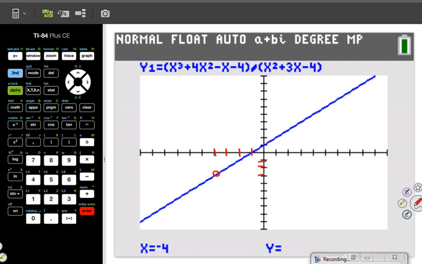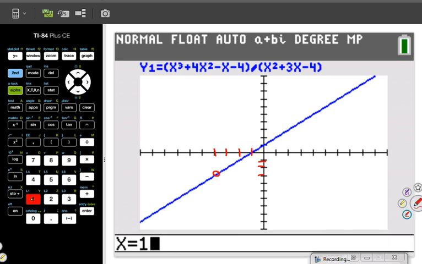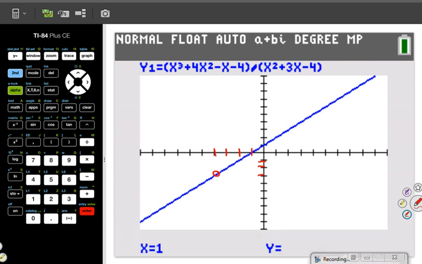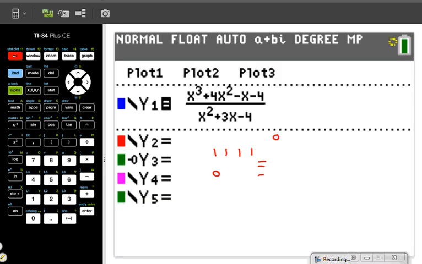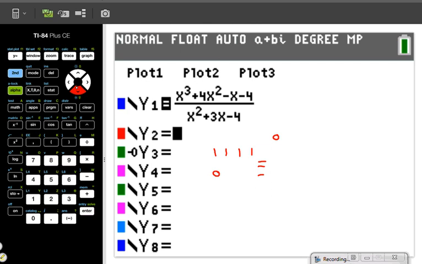What about when x is 1? Go ahead and hit trace, 1, enter. Oh, there's no y value again because 1 would make your denominator 0. But where do you think it is? Looks like 1 comma 2, right? What if we graph the equivalent function in y2? Will it have valid values at -4 and 1?